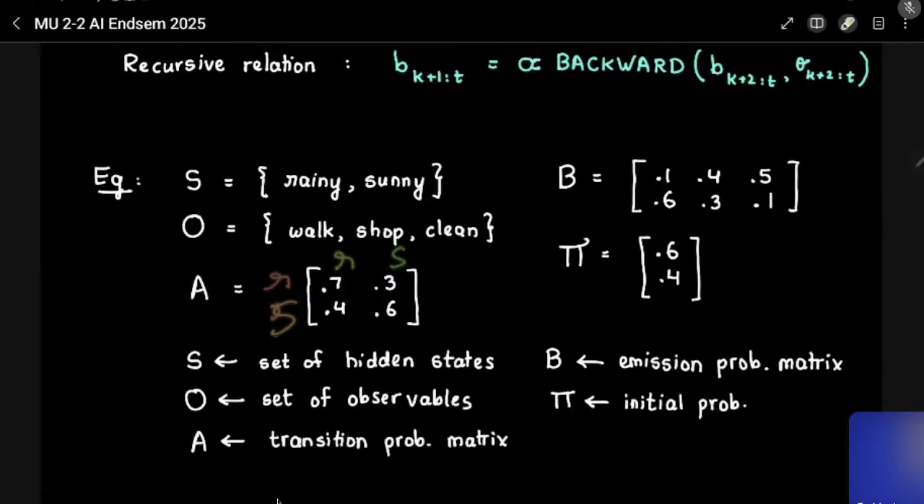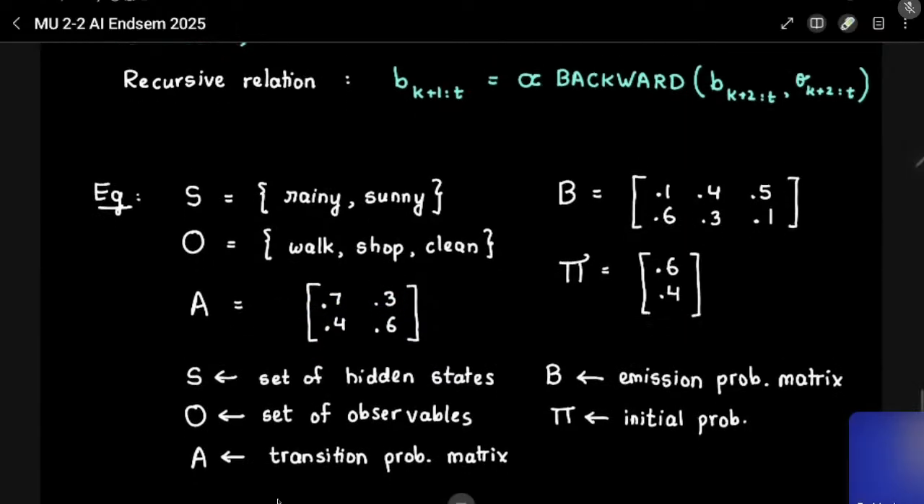This is rainy, this is sunny. So if you're transitioning from rainy to rainy, it is this one. If you're transitioning from, let's say, sunny to rainy, this is rainy, sunny, no? So sunny to rainy means this 0.4. You have to first look at the row and then look at the column. What about rainy to sunny? Rainy, and then sunny. 0.3.